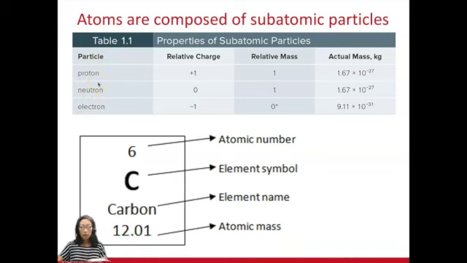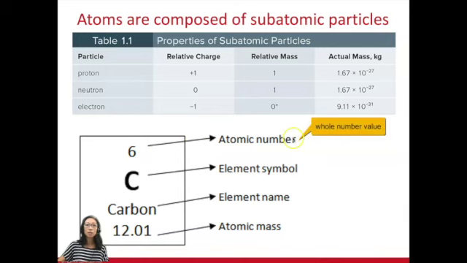So the number of protons is very important because it determines the identity of the atom. I'll say that again. How many protons an atom has will basically tell you what type of atom it is, or what the element is. That's called the atomic number. This atomic number is equal to the number of protons, and it's always going to be a whole number value.